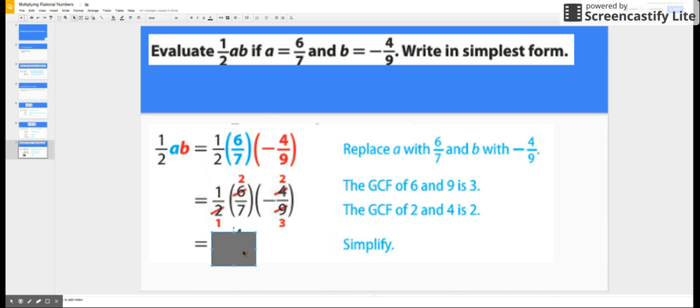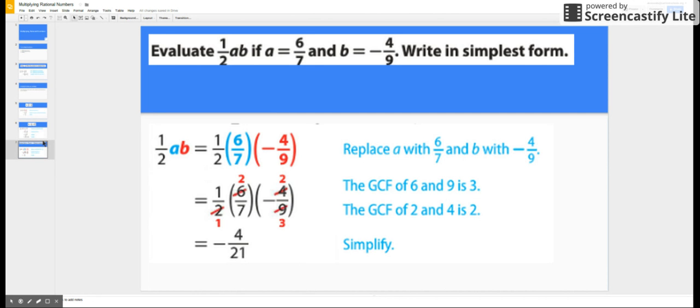And lastly, just multiply across. 1 times 1 is 1, and 1 times 4 is 4... wait, the numerator is 1 times 2 times negative 1, and the denominator is 1 times 7 times 3, which is 21. Now, we do have this negative over here. So these two would be positive. This is negative. So our answer is going to be negative. So it's negative 4 over 7 times 3. It's 21. Negative 4 over 21.